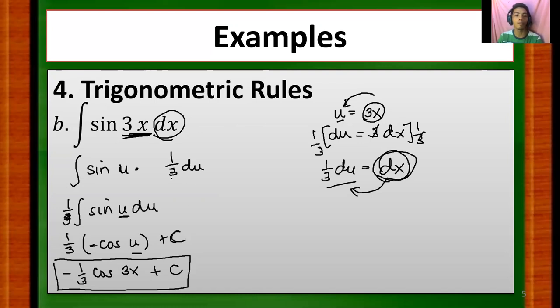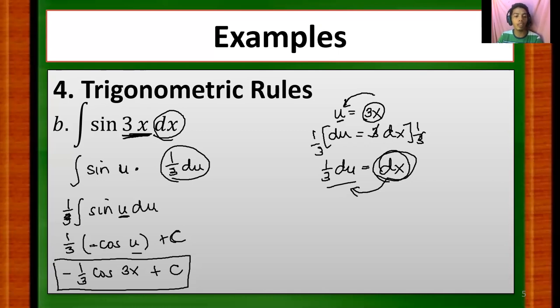Nasaan ba yan? Ito po. 1/3 du. So since meron siyang numerical coefficient, pwede siyang ilabas sa integral. So we have 1/3 the integral of sine u du. So yung sine u du, ang formula niya ay negative cosine u plus c. So ibig sabihin, isa-substitute lang natin ang formula which is 1/3 times negative cosine u and then plus c.